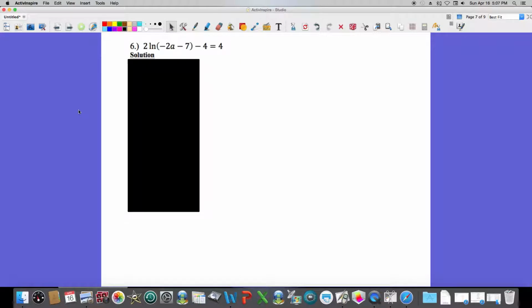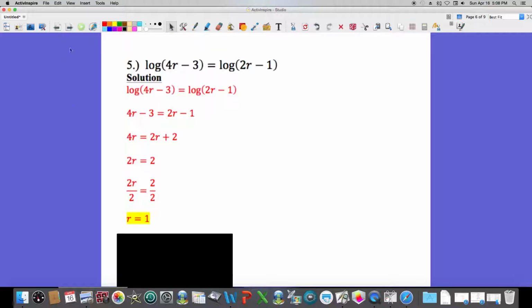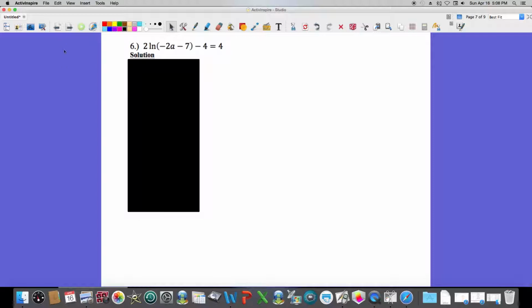We have another log equation. Now this time ln, that's a natural log. That's just telling us that the base is base e. In the previous problem, this log here was a common logarithm, and that base was 10. Now in this problem, we do not have a log equal to a log, so we can't solve it in the same way. On the left-hand side, we notice that we have two terms.